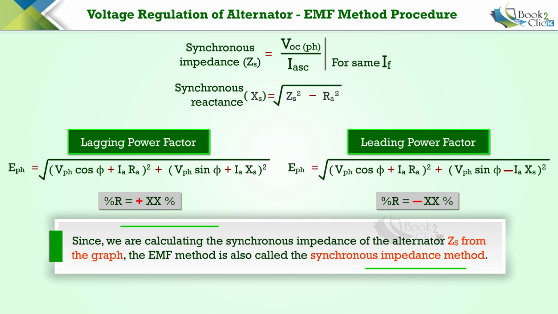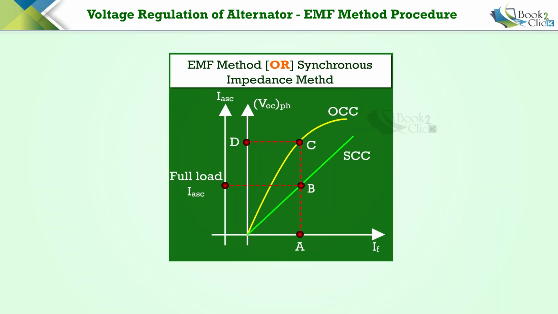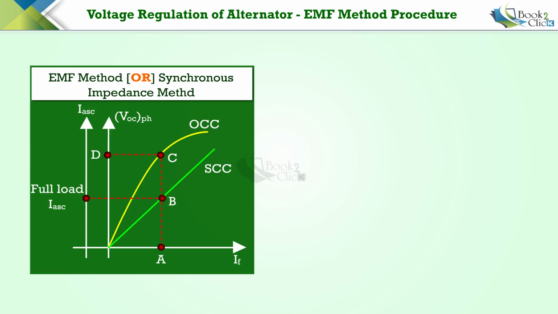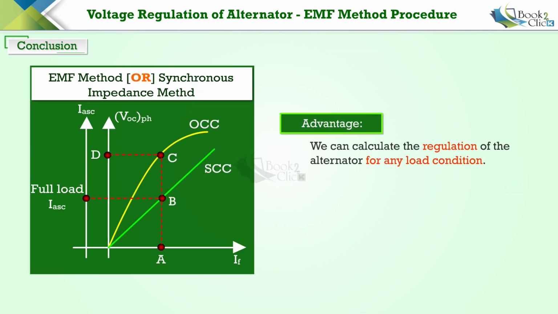Since we are calculating the synchronous impedance of the alternator, ZS, from the graph, the EMF method is also called the synchronous impedance method. In this method, we can determine the synchronous impedance value for any load condition without connecting the actual load to the alternator. So, we can calculate the regulation of the alternator for any load condition. This is the main advantage of the EMF method.